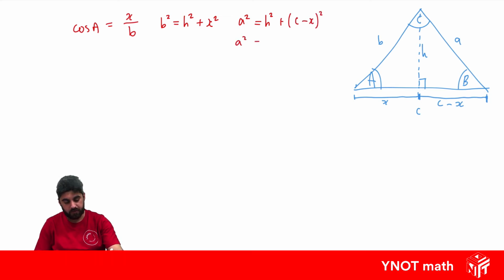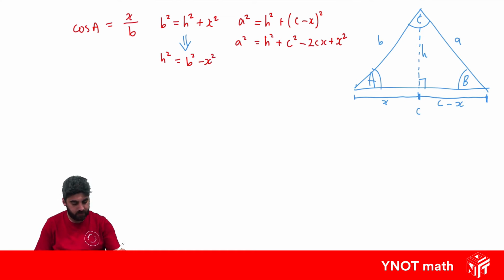So let's tidy this one up. So we'll get h squared plus c squared minus 2cx plus x squared. And from here, we want to make h squared the subject. So h squared, well, minus x squared from both sides. So we get h squared equals b squared minus x squared. And now we can go ahead and sub our h squared into here.